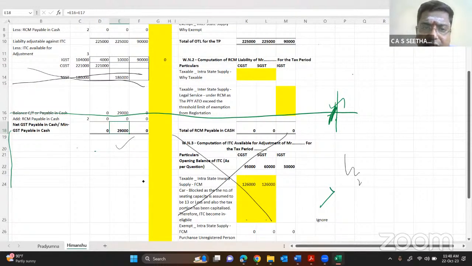Alternatively, you can split that. But again, you should not have the carry forward excess, right? Are you with me, my dear?